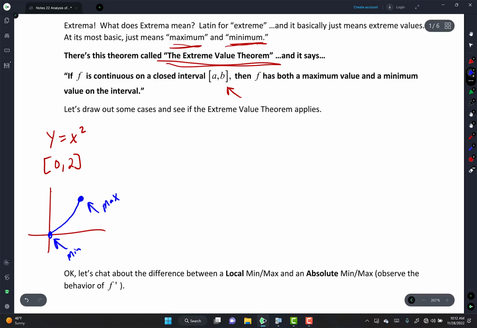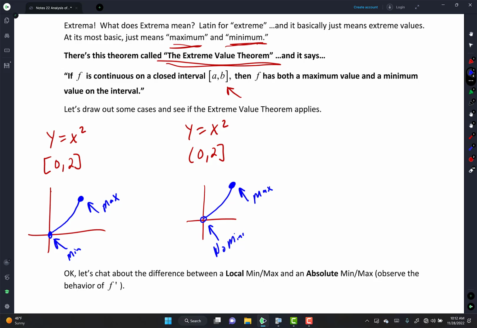Now I'm going to do this graph. I'm going to go y equals x squared again, from 0 to 2. But notice the 0 has an open circle. Do we notice that, guys? So this looks like this. Do I have a min? No. No minimum. Do I have a max? Yes, it has a max. Cool or not cool?